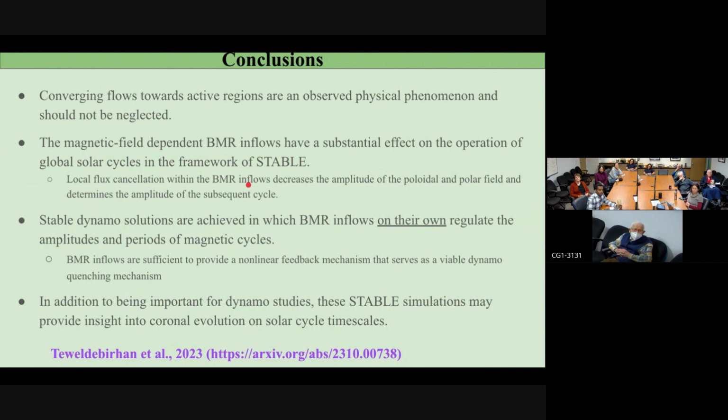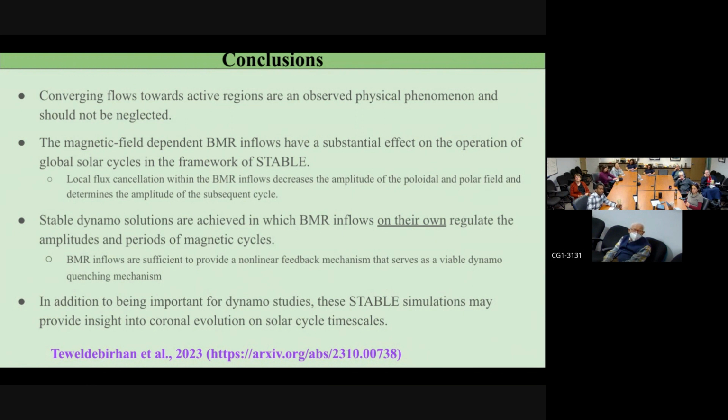We observe that flux cancellation within the PMR inflow also affects the production of the polar field, the polar buildup, and it determines the amplitude of the subsequent cycles as well. So this converging flow can also be useful on its own to regulate the amplitude and the period of the solar cycle.